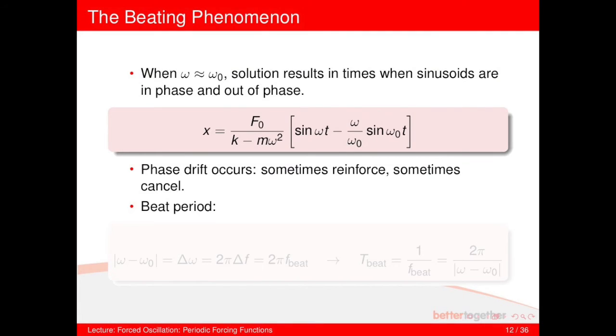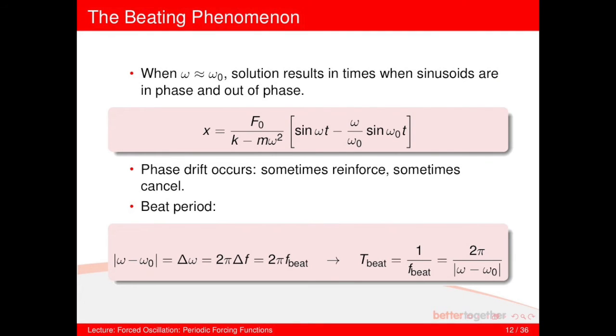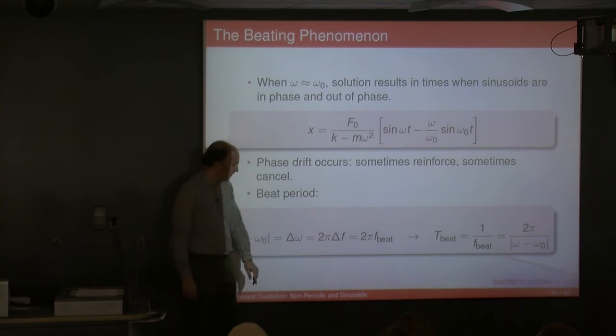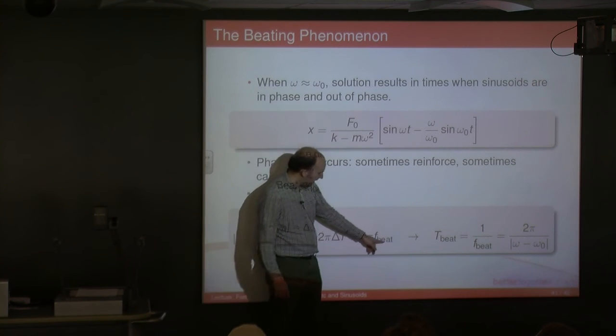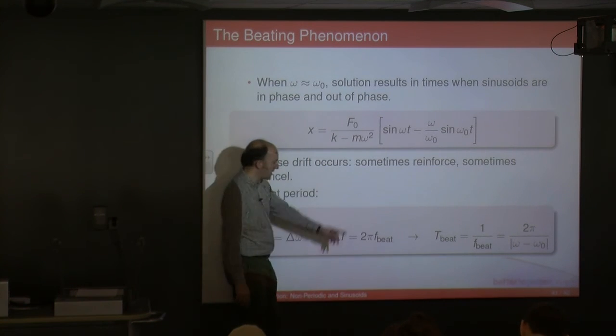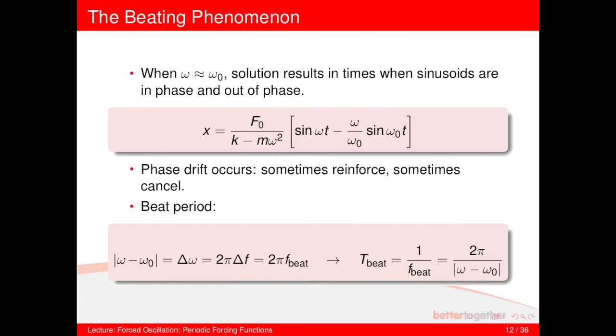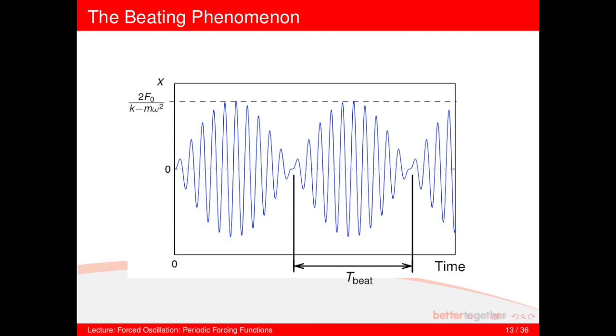To work out what the period is, you take the difference between the two frequencies. Obviously I was working in hertz, so it's 2 pi times that difference, 2 pi times the frequency of beating. And to get the period, you take 1 over that difference in hertz, and you end up getting the beat period. So that's beating.